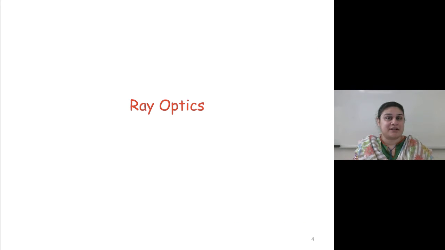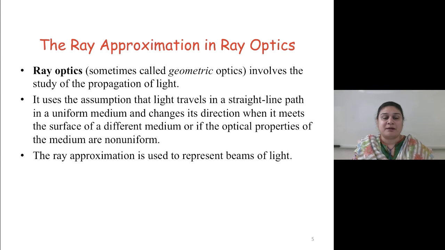So in order to understand Huygens' principle, first we have to talk about ray optics. Ray optics, sometimes also called geometric optics, involves the study of the propagation of light. It uses the assumption that light travels in a straight line path in a uniform medium and changes its direction when it meets the surface of a different medium or if the optical properties of the medium are non-uniform.